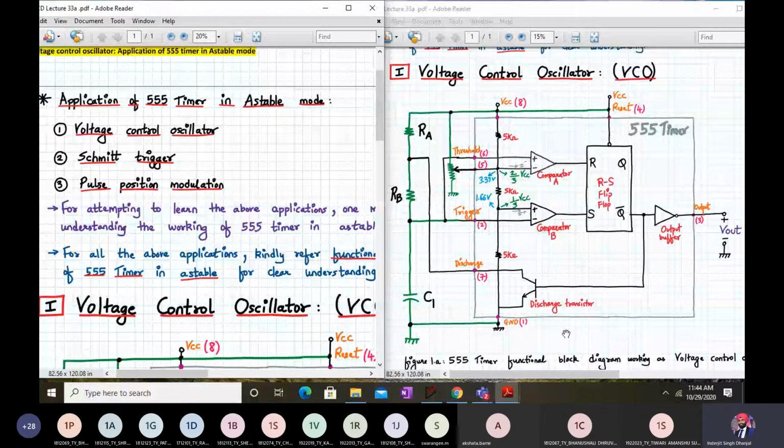And for all the applications, kindly refer to the functional block diagram. So you should know the internal working of 555 timer in astable mode to understand this voltage controlled oscillator. Nevertheless, I will try my level best to make you all understand this. So let us start.